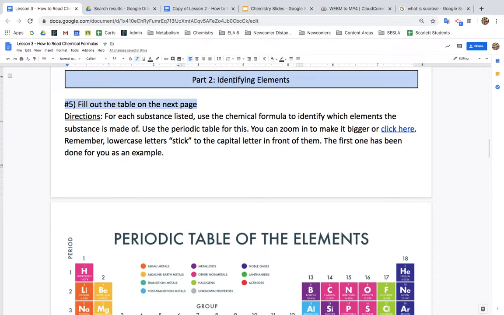Part 2, Identifying Elements. The directions are for each substance listed, use the chemical formula to identify which elements the substance is made of. Use the periodic table for this. You can zoom in or make it bigger or click here. Remember, lowercase letters stick to the capital letter in front of them.